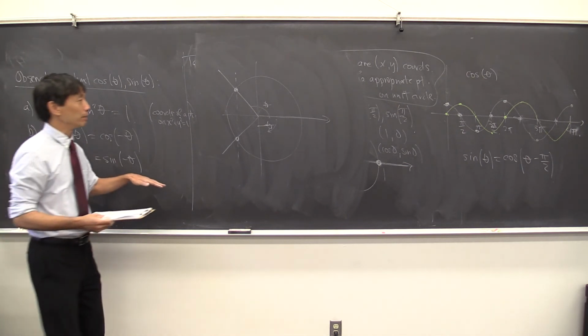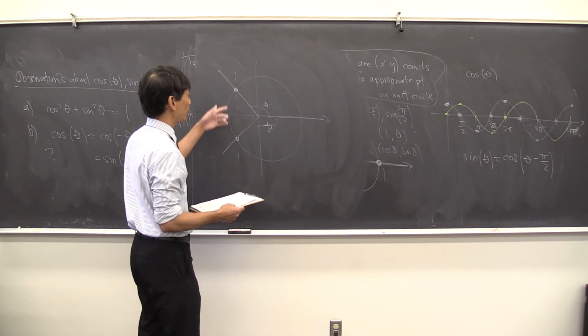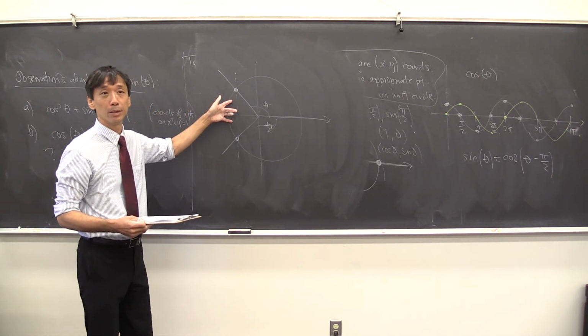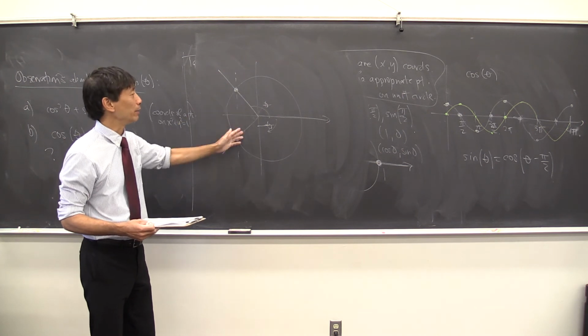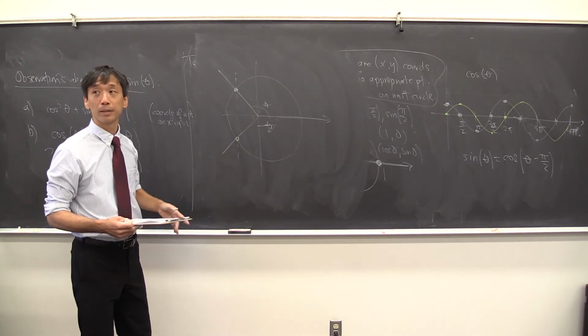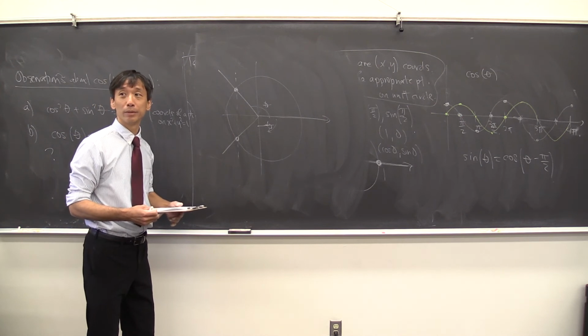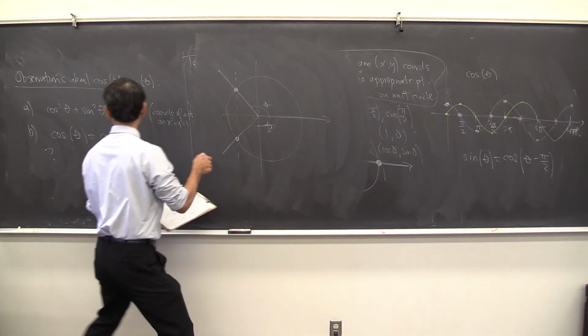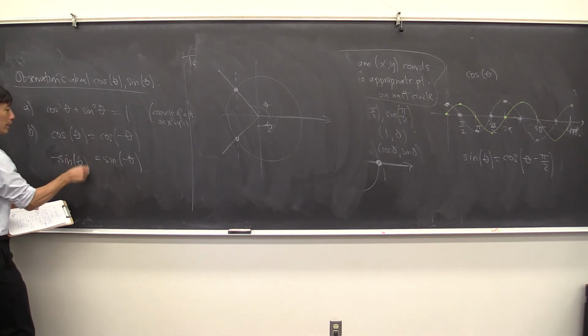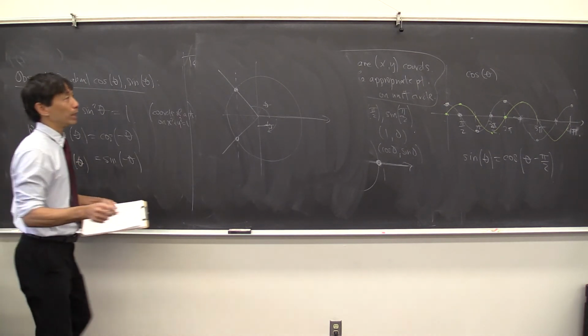What about sine of negative theta and sine of theta? What's the relation between them? These guys have the same x coordinates. What about their y coordinates? What's the relation between the y coordinates? Zoe? Would be negative sine theta? Yeah, it would be negative sine theta. Sine of negative theta will be negative sine theta.